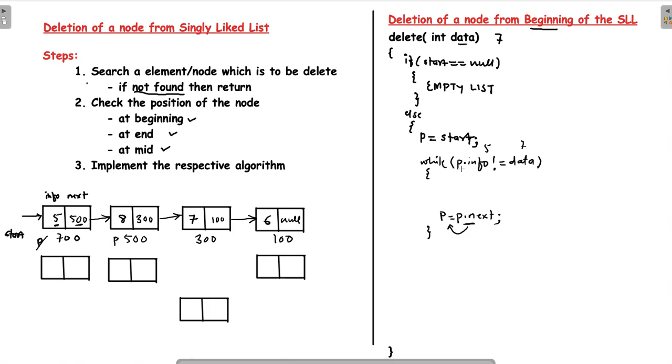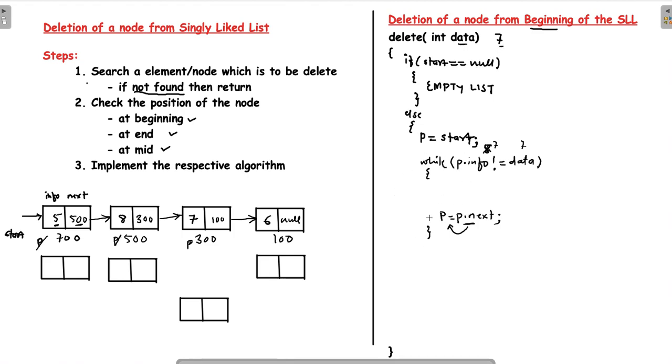It will come back. P's information, that is 500's information, is 8, which is not equal to 7, so it will come in. P of next will be copied into P. P of next is 300, so that will be copied into P. Now again it will check P's information, which is 7. Is 7 not equal to 7? That will be false, so it will come out. So where is P? P is pointing to the node 7 which the user wants to delete, that is the data we have received here.